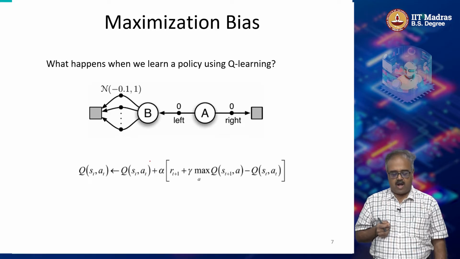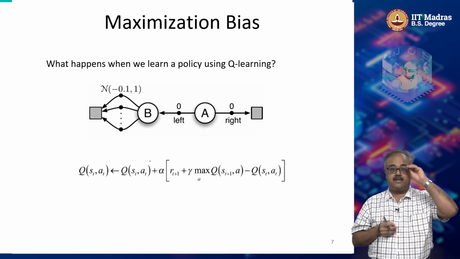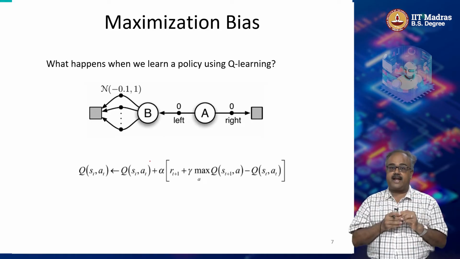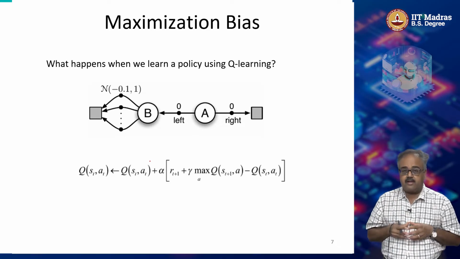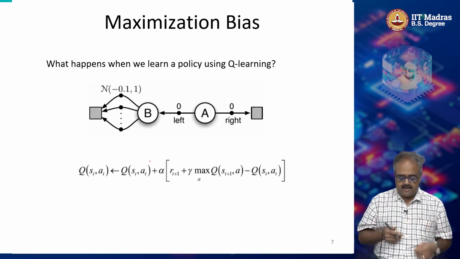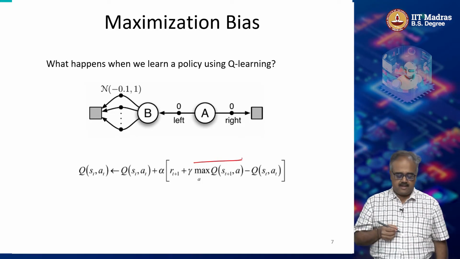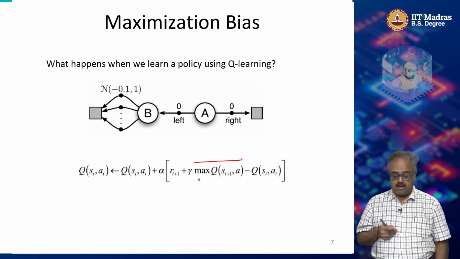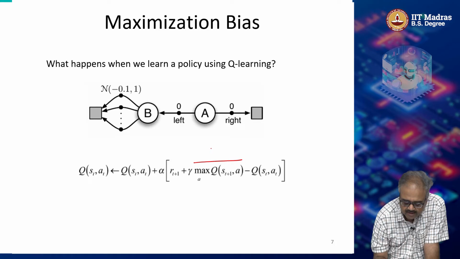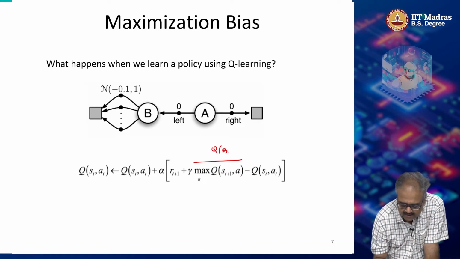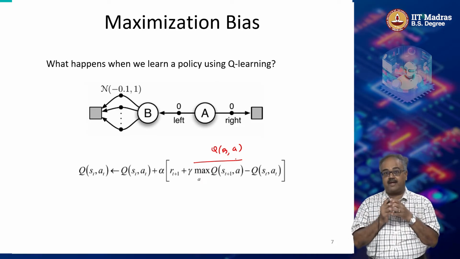Now, let us see what happens when we use Q learning. When I use the actual return, the actual expectation of the return, going right from state A was the correct action. So, when I use Q learning, I will be using R plus max over A of Q of S t plus 1 comma A as my target. So, in this case I will be using Q of B comma some action.